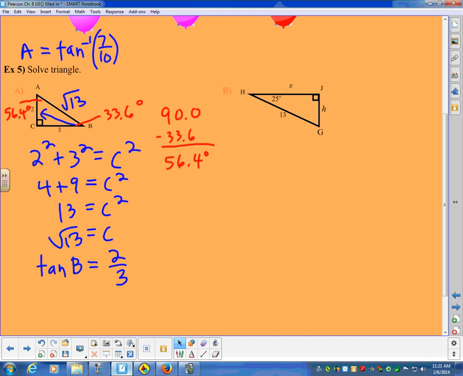I would on this one, guys, find the angle first. Look at how easy it would be to find just this angle here first. So find the angle here first, angle G. Quick subtraction problem, you got it.